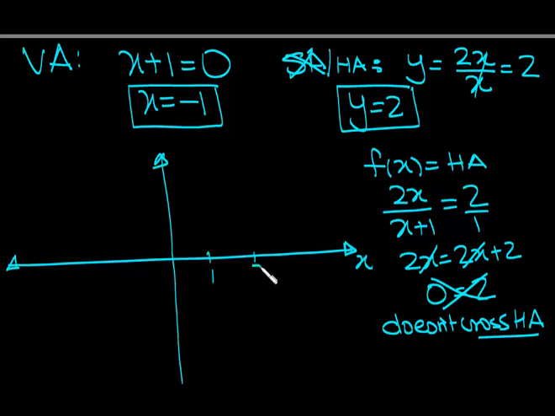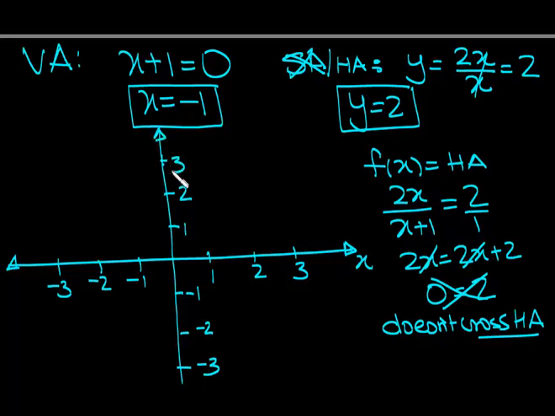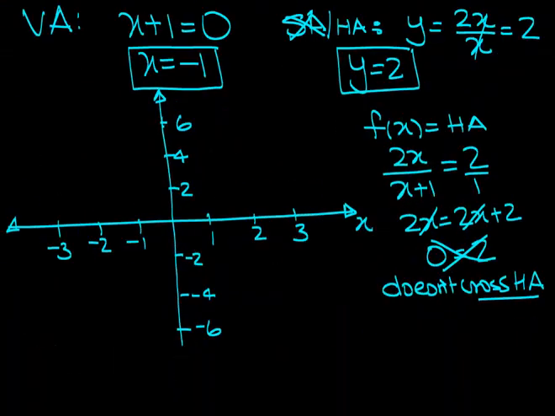So we have 1, 2, 3, minus 1, minus 2, minus 3. We have 1, 2, minus 1, minus 2, minus 3. I do need to make this longer. So I'm going to scale this differently because I'll go by 2, 4, 6, -2, -4, -6. Okay, my x and the y-intercepts are 0, 0, so they're right here.